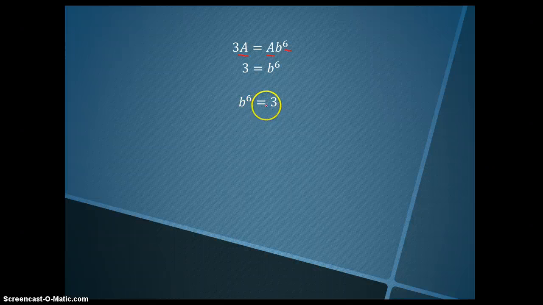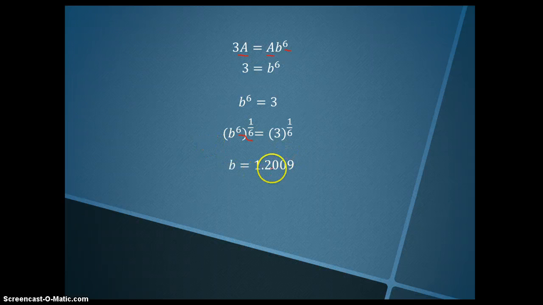b to the 6th is equal to 3. That's a property we can use through equalities: taking the 6th root of both sides, or raising it to the 1/6 power. Since powers are multiplicative, we can eliminate that 6 right there, leaving us with just b is equal to 1.2009.